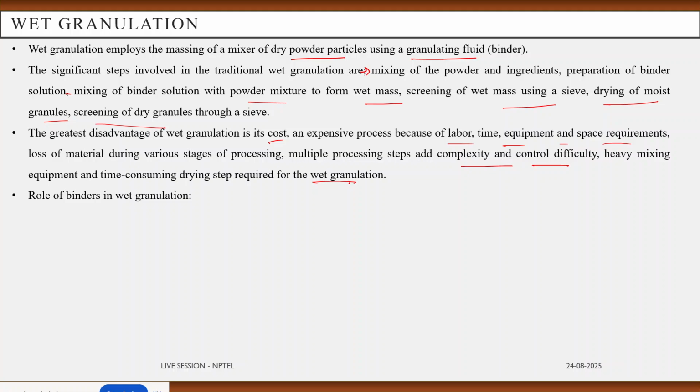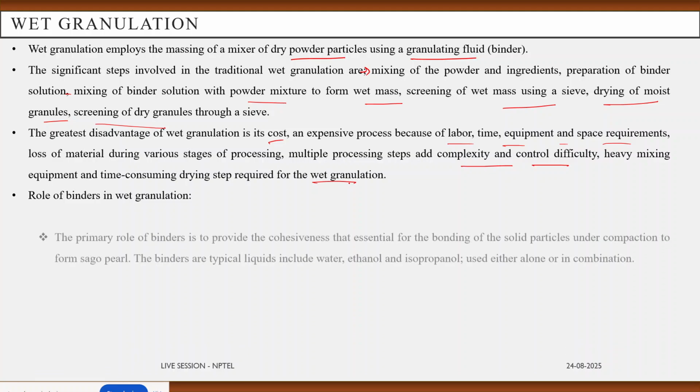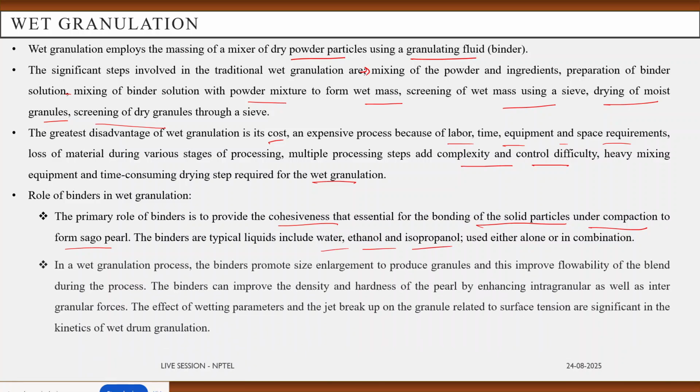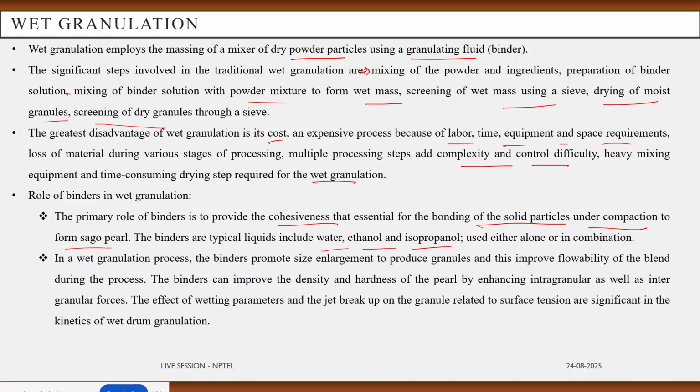Now, what are the roles of binders in wet granulation? The primary role of a binder is to provide the cohesiveness that is essential for bonding the solid particles under compaction to form granules. Binders are typically liquid in form, which may be water, ethanol or isopropanol, or any mixture of these, or it can be another kind of binder like molasses.